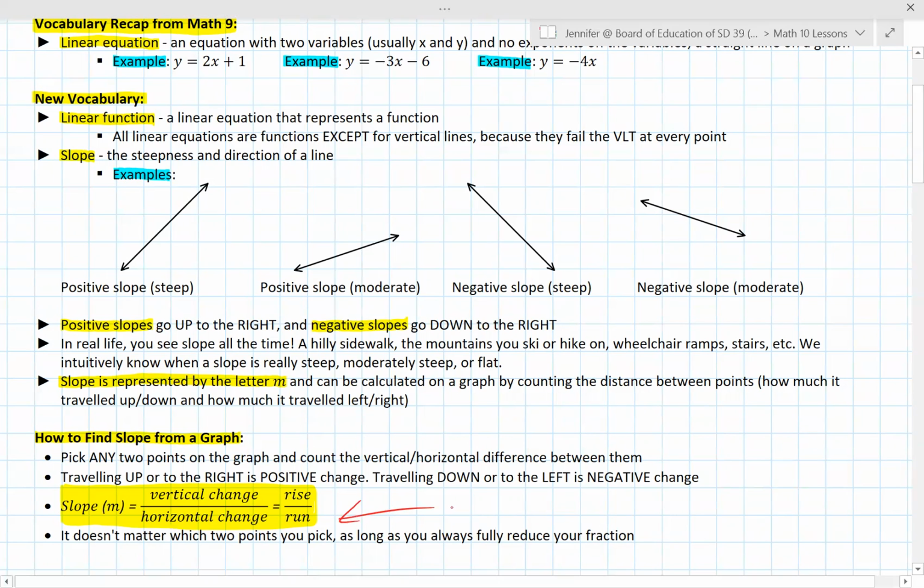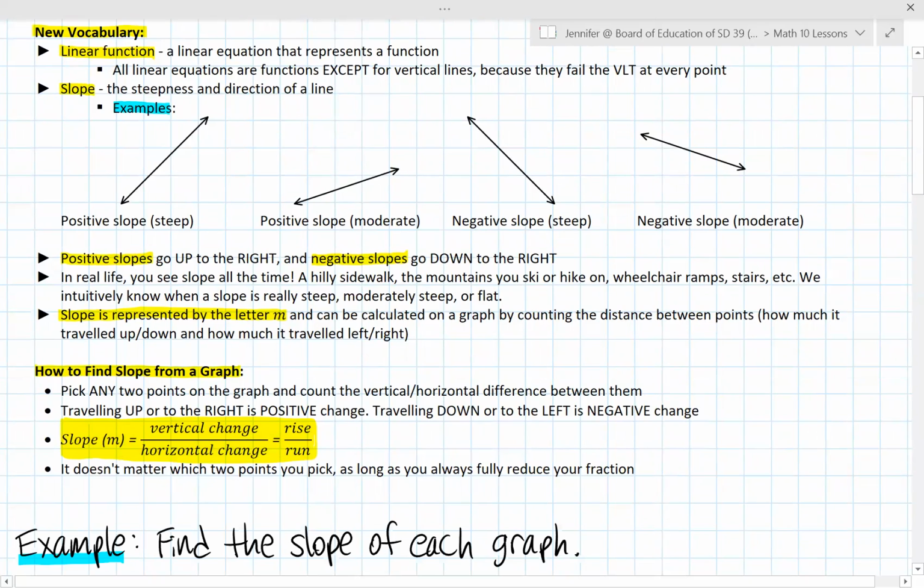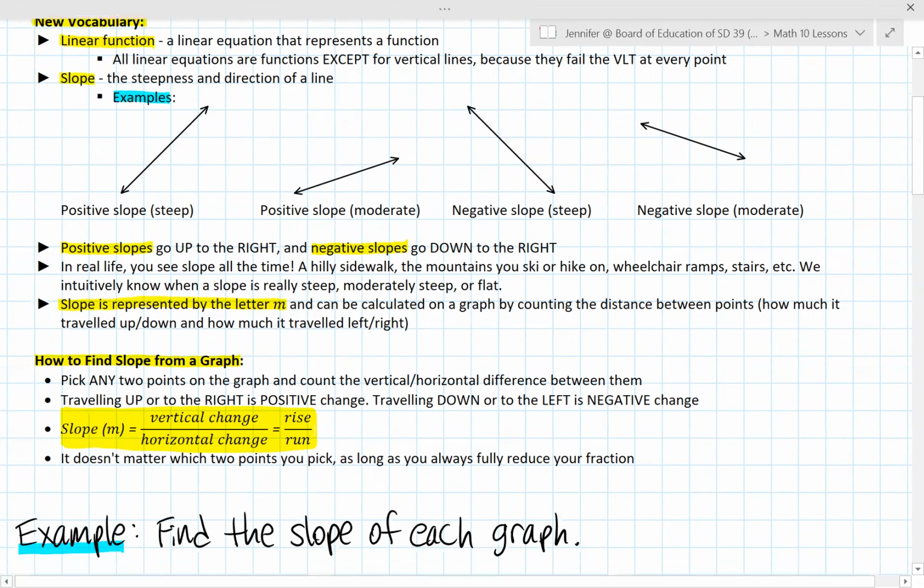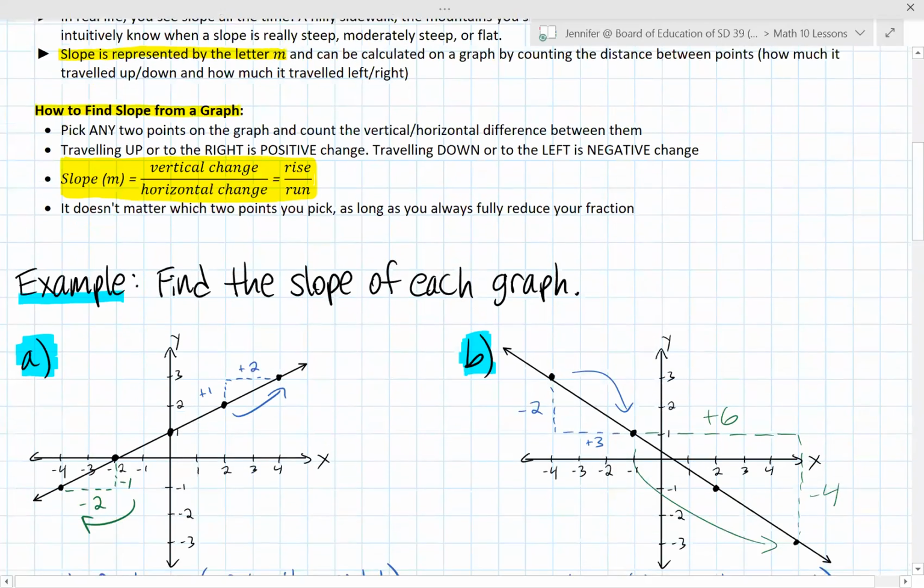This is our very important rise over run formula that we use to calculate the slope. And it's going to be how much the vertical changes divided by how much the horizontal changes. That's why we call it rise over run, because rising is like up and down movement, and running is our horizontal or side to side movement. So again, it doesn't matter which 2 points you pick, as long as in the end you fully reduce your fraction. When we do some examples, this will make more sense.